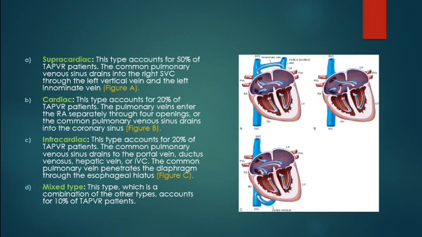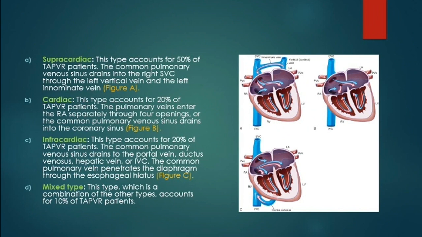The first type is supracardiac type, which represents 50% of total anomalous pulmonary venous drainage patients. The common pulmonary venous sinus drains into a left vertical vein, which goes cranially to connect to the innominate vein, which in turn drains into the right SVC. The second type is the cardiac type.